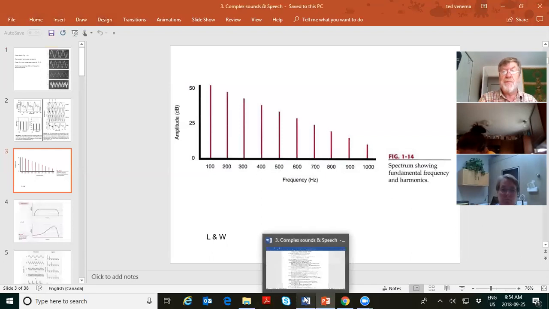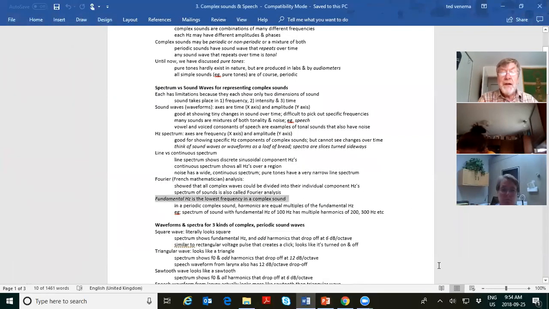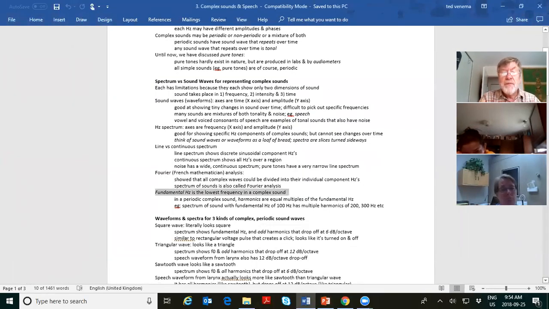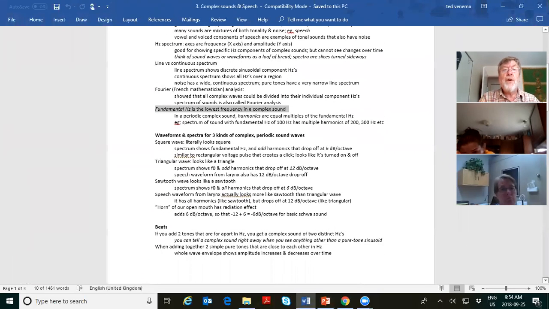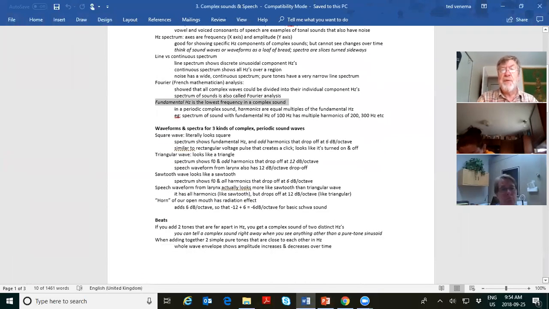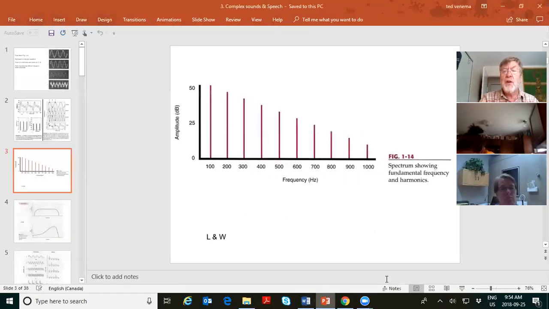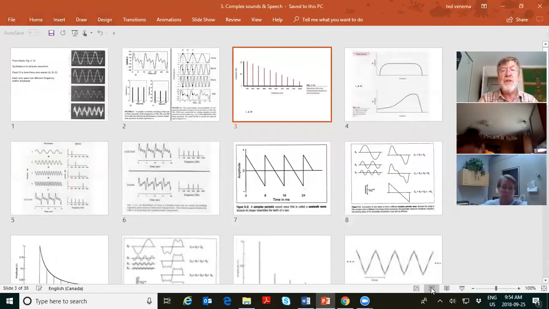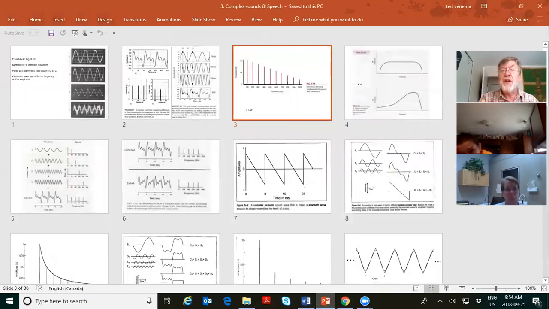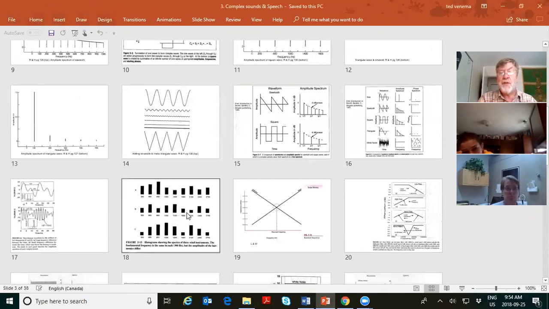Back to your notes. All right. Waveform and spectra for 3 kinds of bizarre, complex, periodic sound waves. Before we do that, let's just look at something to highlight a couple of things. Let's look at this picture here, slide 18.